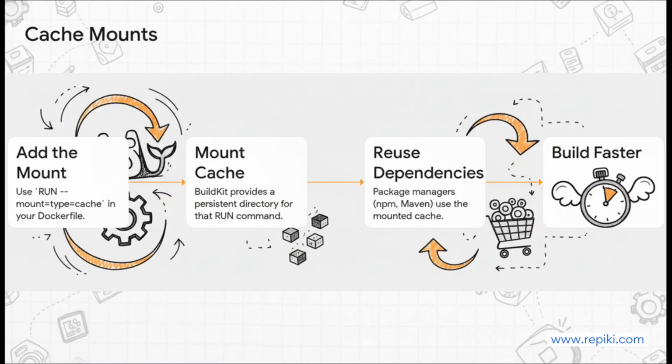So BuildKit's solution to this is a total game changer called cache mounts. By adding this little flag, --mount=type=cache, to your RUN command, you're telling BuildKit, hey, for this one command, give me a special persistent cache directory. Your package manager then uses it to store all those dependencies it downloads. So the next time you build, even if your code changed and that layer was busted, the cache is still there. No more re-downloading everything all over again. It's a huge, huge win for build times.